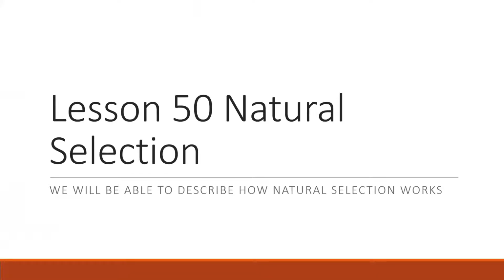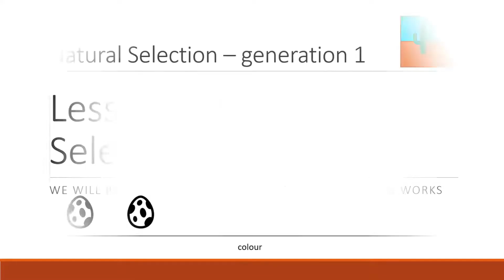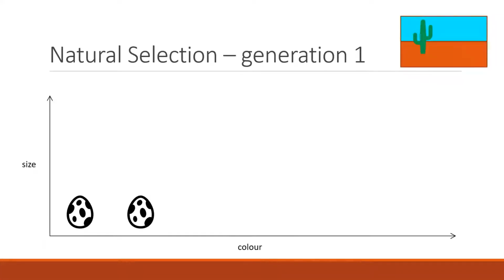How does natural selection work? Because obviously evolution's been going on for hundreds of millions of years before humans showed up. So what is natural selection? Well, I think the best place to start is with a similar example to what we did before. We're going to take this desert here up in the top right hand corner.